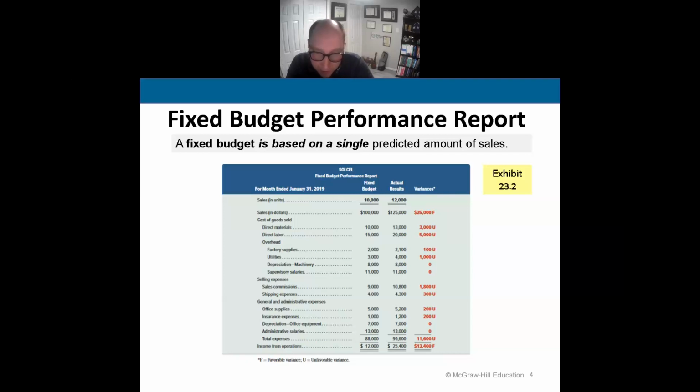I take my sales minus my total expenses to give me my income from operations. My income from operations is $3,400 variance. It's favorable. Okay. The reason why the income from operations is favorable is because the sales variance was greater than the expense variance. Put it simply. Make sense?